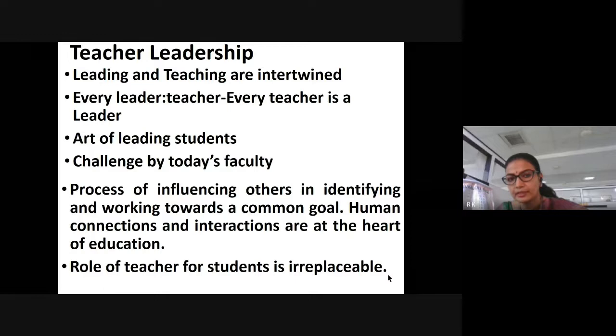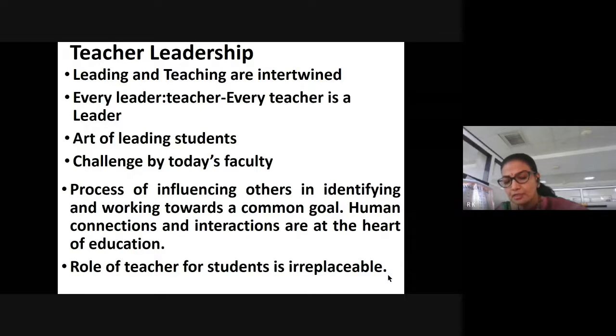We know that leading and teaching are intertwined. They go just hand in hand. And every leader is a teacher, and every teacher is a leader. So it is basically understanding the art of leading the students, because we are supposed to play the role of an influencer. So, let's take it as a challenge for today's faculty. What are the different issues posed for us, and what are the different problems that we are facing in trying to expose ourselves as a leader?